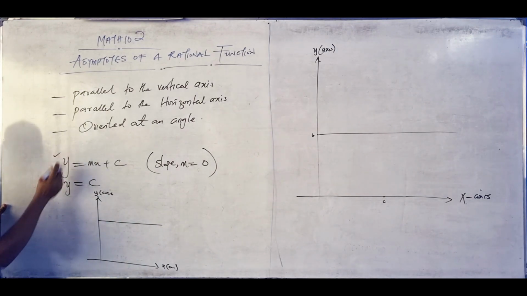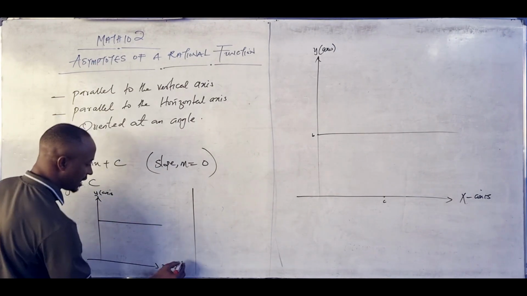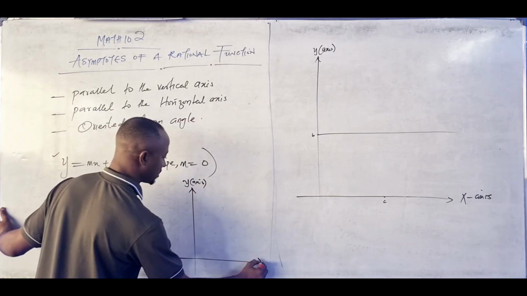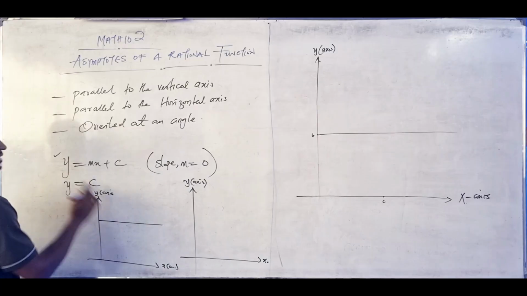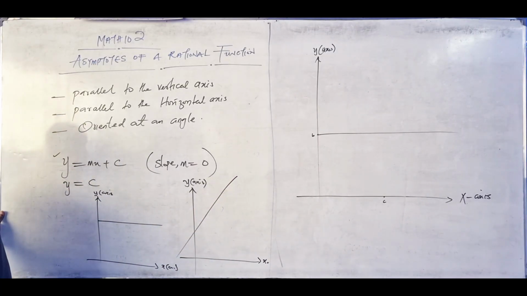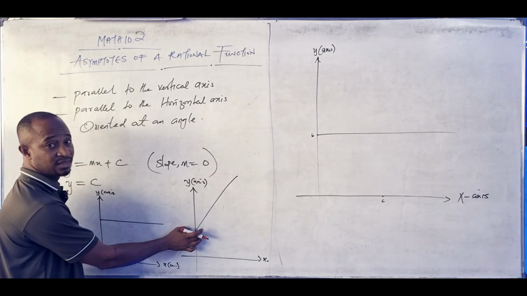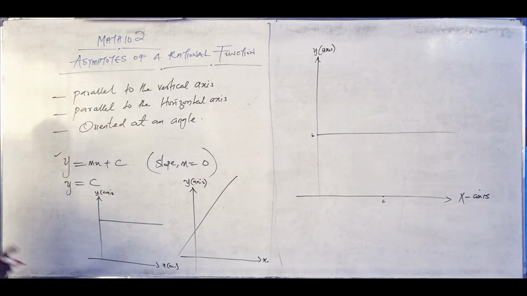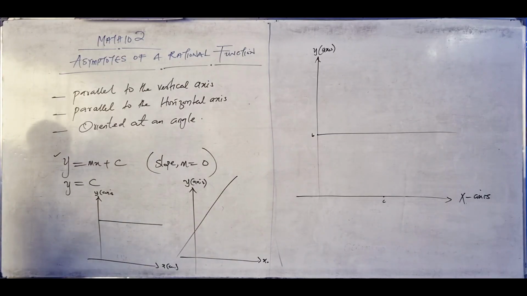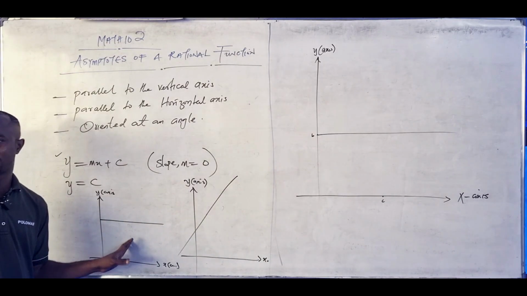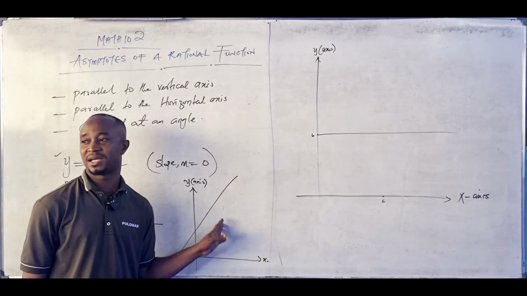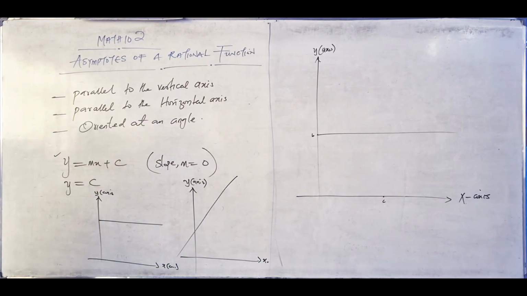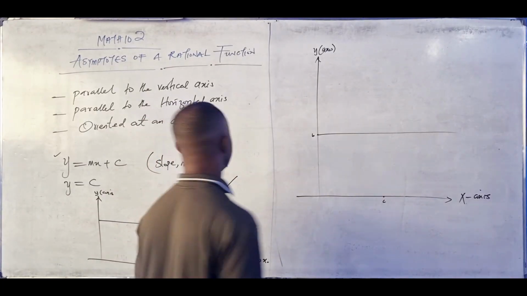But for a graph of y equals mx plus c, how would the graph look like? We have the y-axis and the x-axis. A graph of this will start from here and cut the y-axis at a certain point. We call this slant. So asymptotes can be of three types: the horizontal asymptotes, the slant asymptotes, and the vertical asymptotes. How does the vertical asymptote look like?